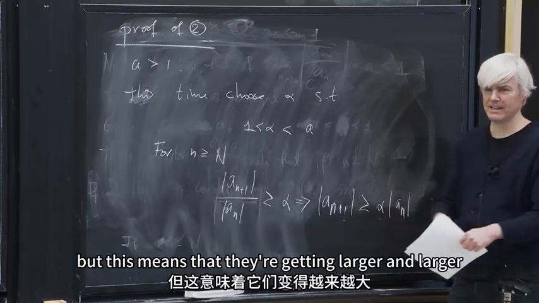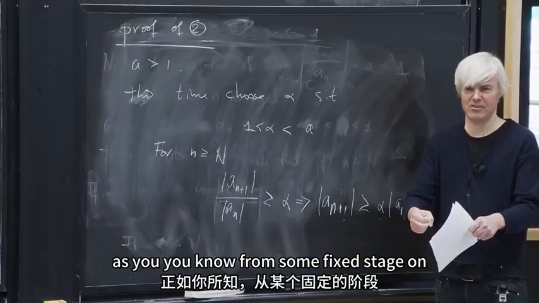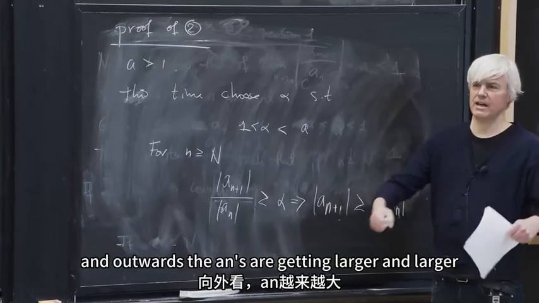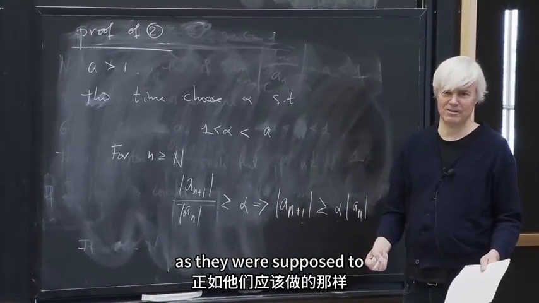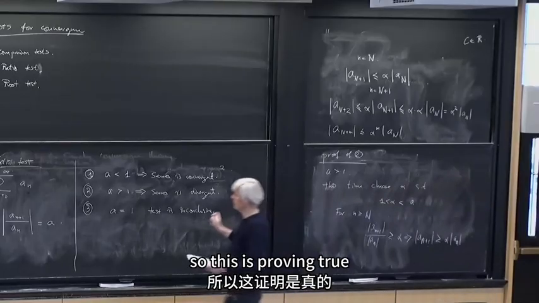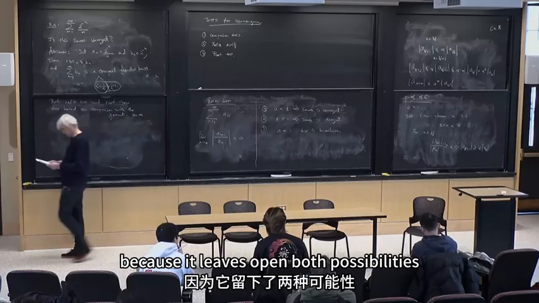But this means that they're getting larger and larger, from some fixed stage on and outward, the a_n are getting larger and larger. So they don't converge to 0 as they were supposed to, right? So this is proving it, right? And for 3 again, there's nothing to prove because it leaves open both possibilities.